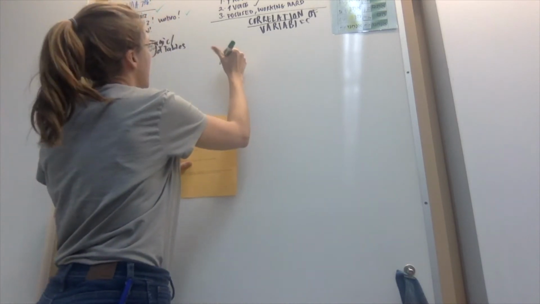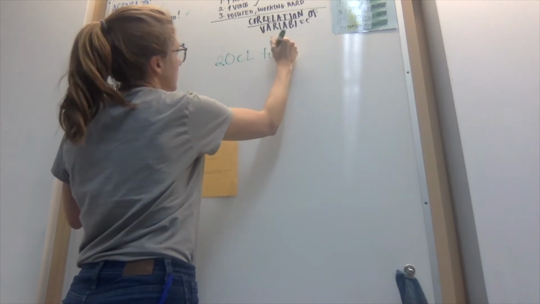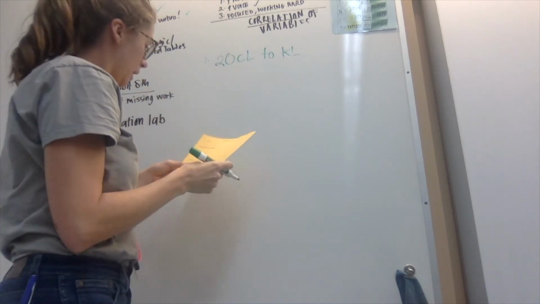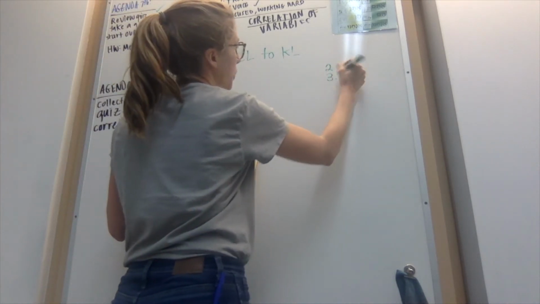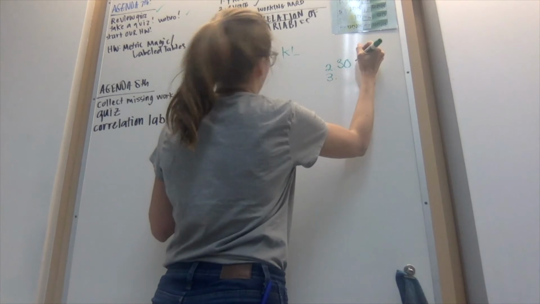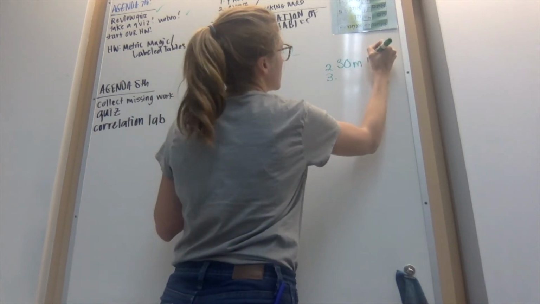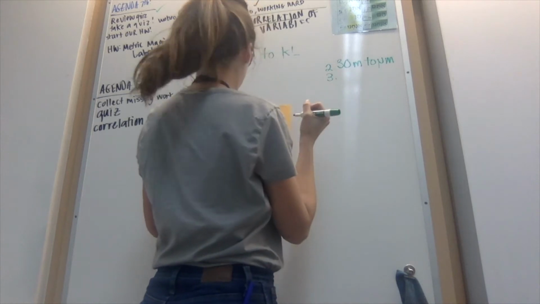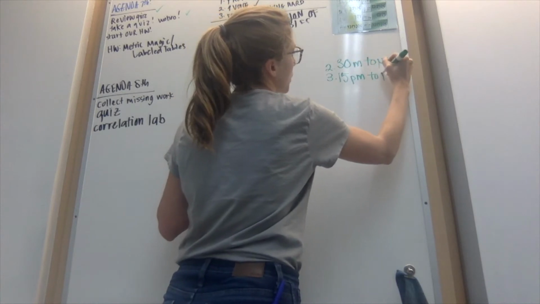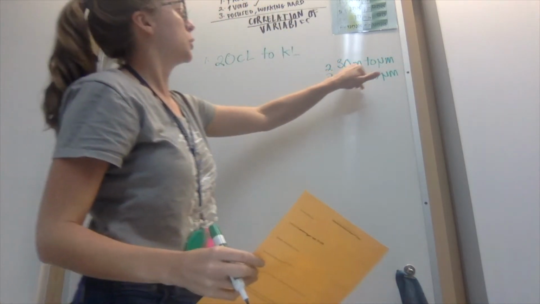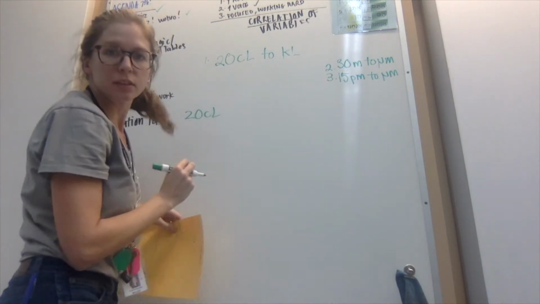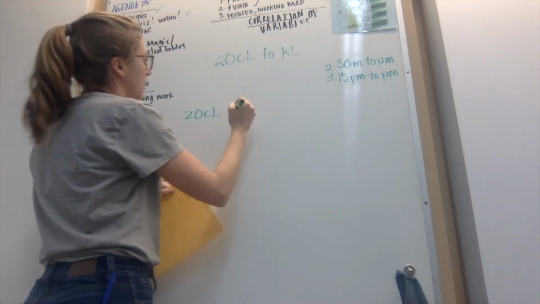Okay, so let's do this. We're going to go 20 centiliters to kiloliters. That's problem number 1. And then problems number 2 and 3, if you want to write them all down right now, just anywhere, we'll do 30 meters to micrometers, and we'll do 15 picometers to micrometers. Okay, so going to a smaller measurement and then going to a larger measurement. All right, so 20 centiliters. Can you see that? Yeah. To kiloliters.